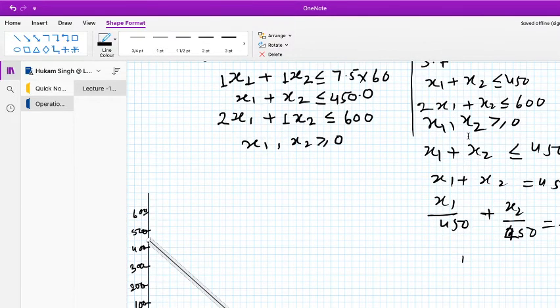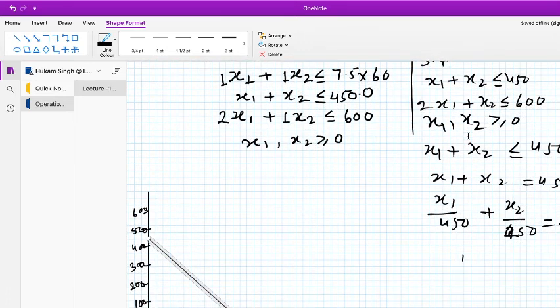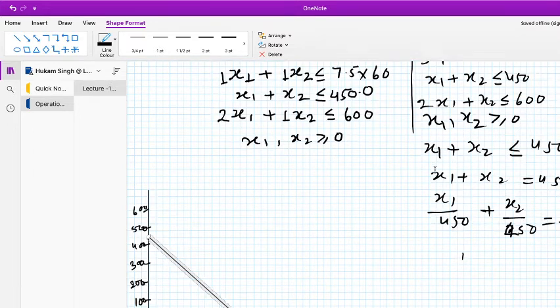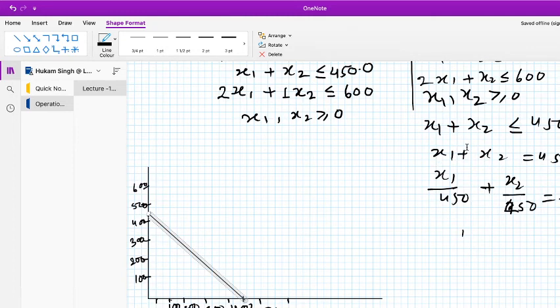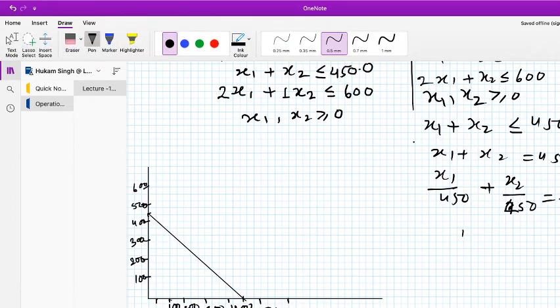Now we're going to write down the second constraint, convert that into a line, and plot that line again on the x-axis and y-axis. But before plotting it, let me again tell you about the constraint x1 plus x2 less than or equal to 450. This line represents x1 plus x2 equals 450, but our actual constraint is x1 plus x2 less than or equal to 450.